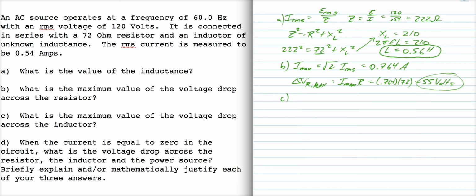Part C, the max value of the voltage drop across the inductor. Well, that's going to equal the max current times the inductive reactance. So that's 0.764, and then we've got this up here, 210. So that's 160 volts.